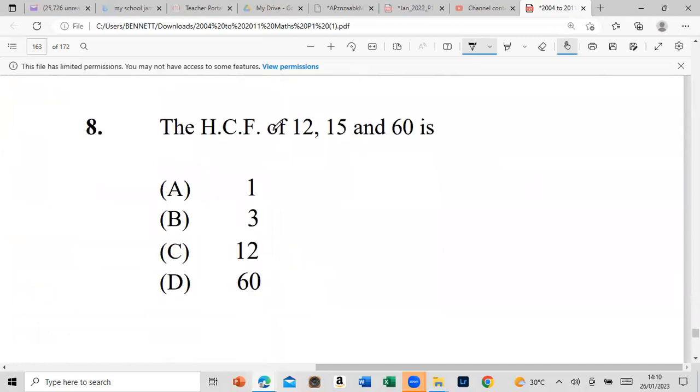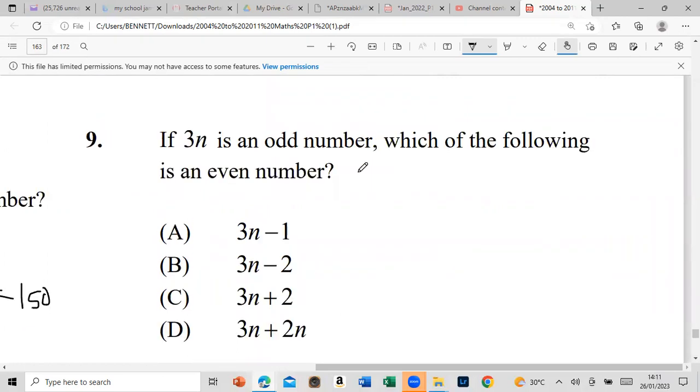What is the highest common factor of 12, 15, and 60? Alright, so the highest number that can go into both can be 12, can be 60, so it's 3. 3 can go into all 3 numbers, that's the highest one. Right? Next highest common factor would be 1. 1 is a factor of all numbers. Alright, let's move on to 9.